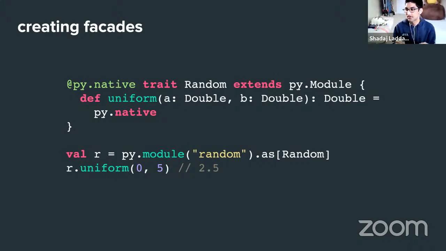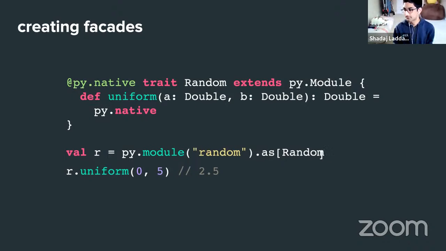So for example, in this case, if you want to define a facade for the random module, we can do that using a syntax that's very reminiscent of Scala.js and Scala Native. You just do @py.native, just like js.native. You define a trait. You can extend other Python values to create that hierarchy of types. And then you just declare that random exposes a uniform method that takes 2 doubles and returns a double. And so now you can cast a Python value into that facade using .as, and now all of your uses of that value will be type checked against this random trait.